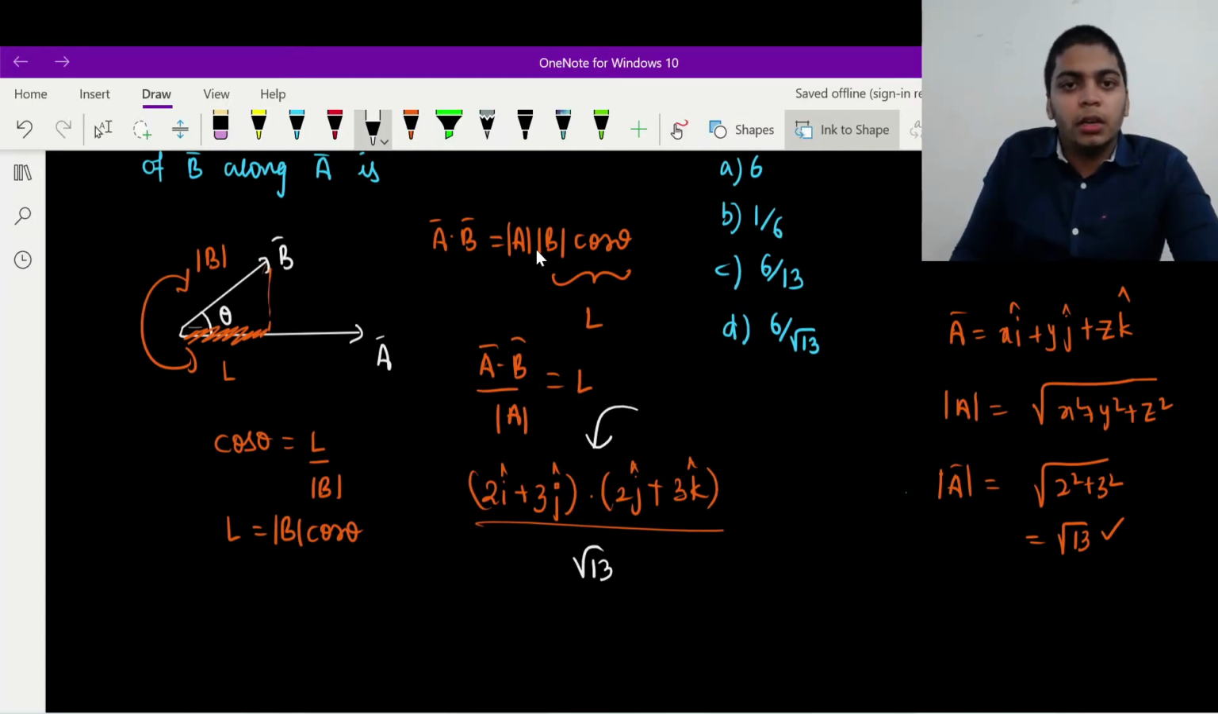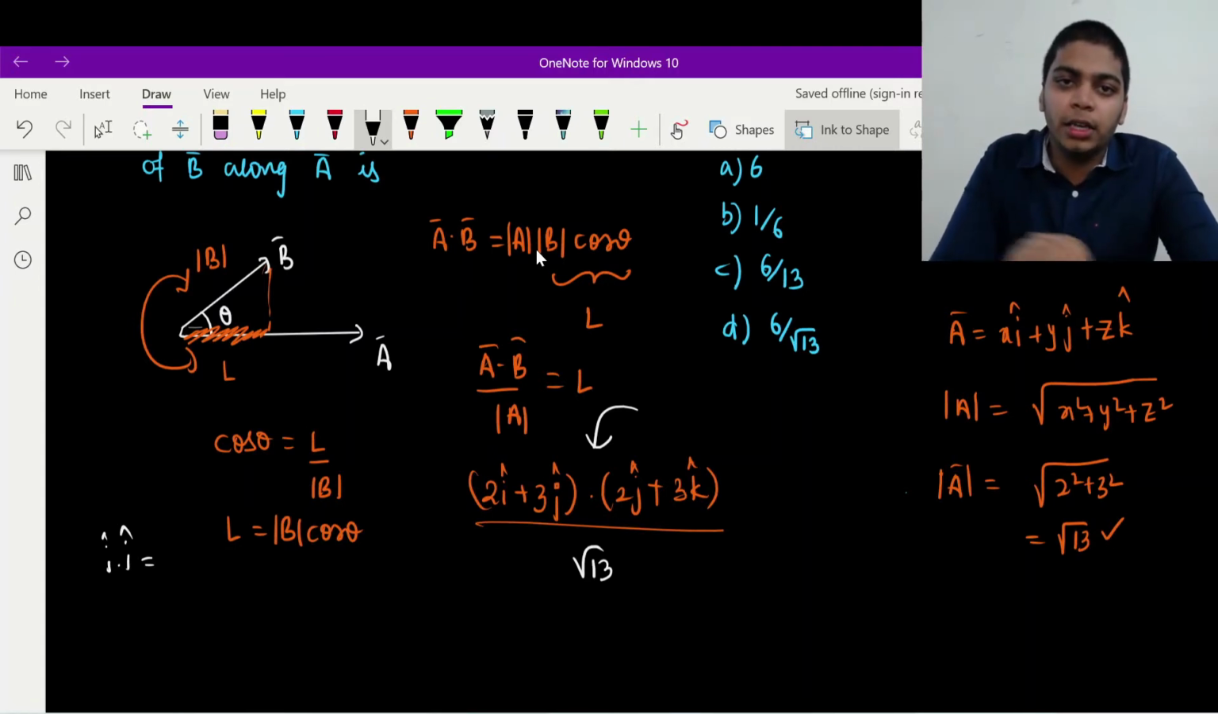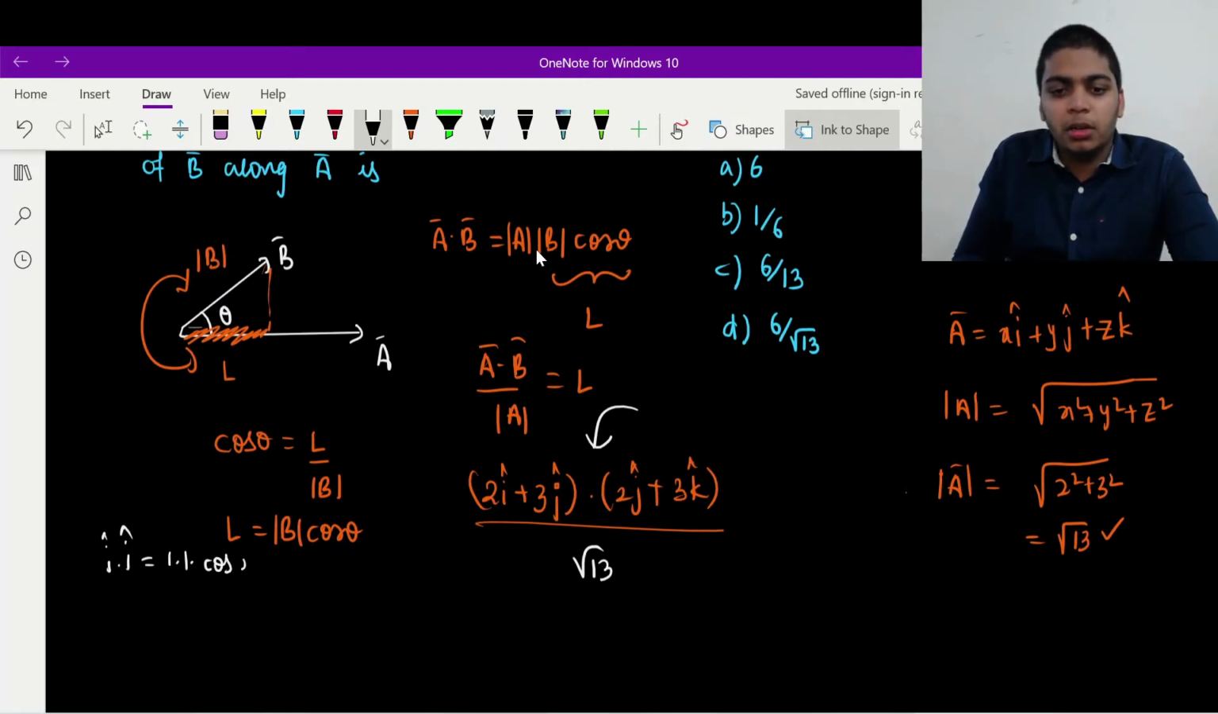You know the general conditions of dot product: i cap dot i cap, since these are actually lying along each other, the angle between them is 0. So i dot i is nothing but magnitude of i cap and magnitude of i cap, so both are unit vectors. So 1 into 1 into cos theta, theta between them is 0, so cos 0 is nothing but 1. So in any case, like i dot i, j dot j, and k dot k is 1.